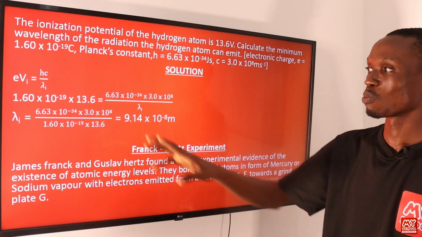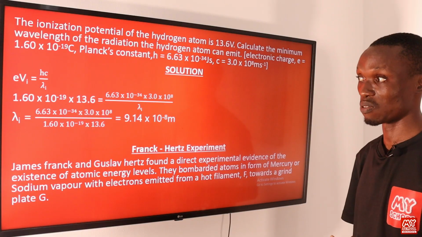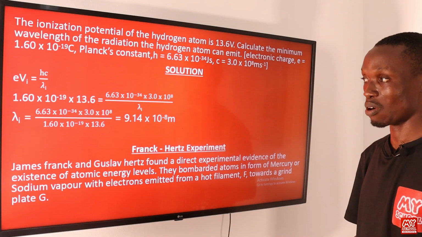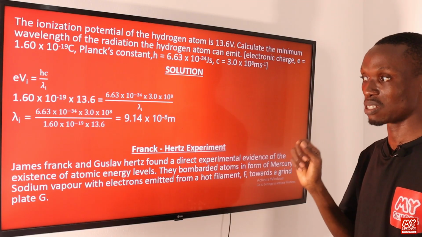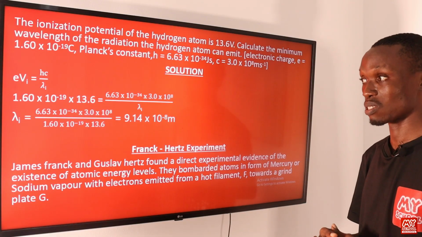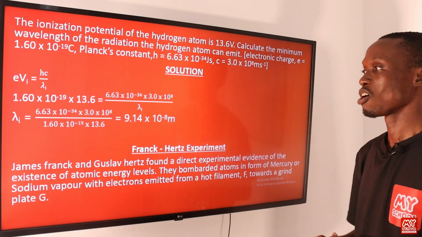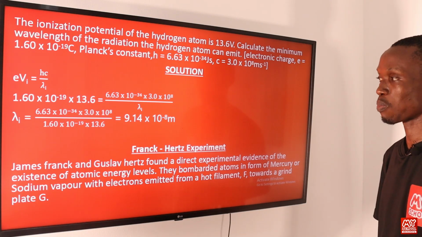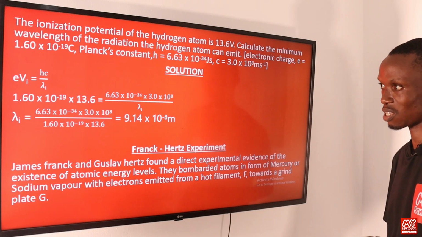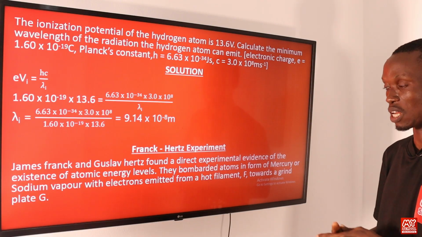So what we basically do here is switch the position of this figure with lambda_i. If we do that, we'll have 6.63 times 10 raised to the power minus 34 times 3.0 times 10 raised to the power 8 divided by 1.60 times 10 raised to the power minus 19 times 13.6. When we divide, we'll have 9.14 times 10 raised to the power minus 8 meters. Remember, we are calculating the ionization wavelength.